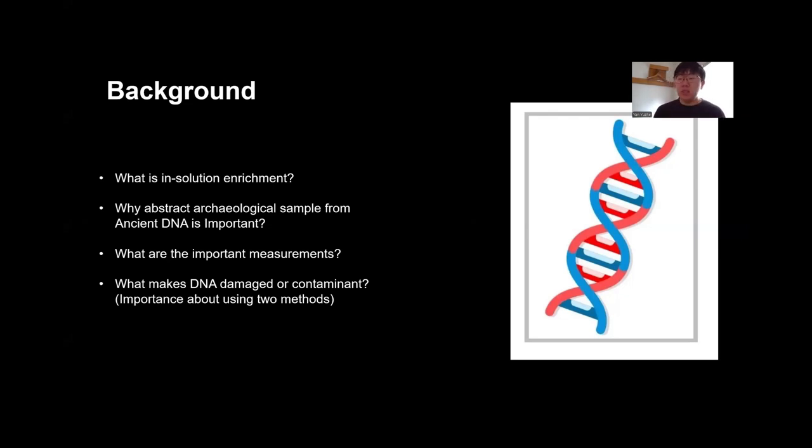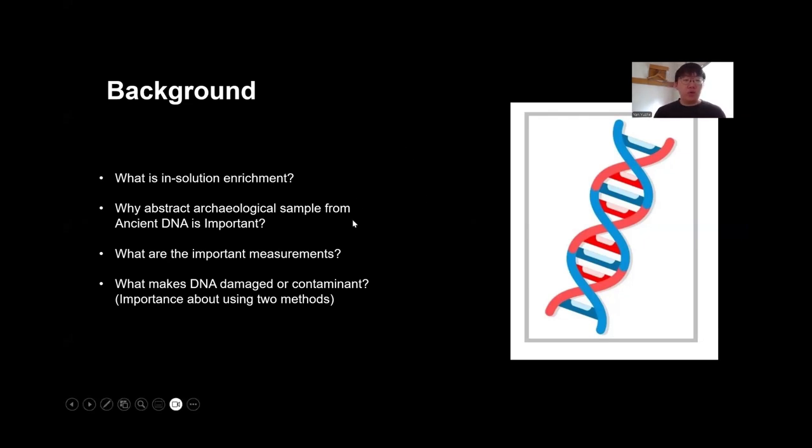And next is percent endogenous DNA. This is the percent of our DNA, like the different DNA soup, that we decide is human or not human. So this ratio is actually pretty important for our future analysis.